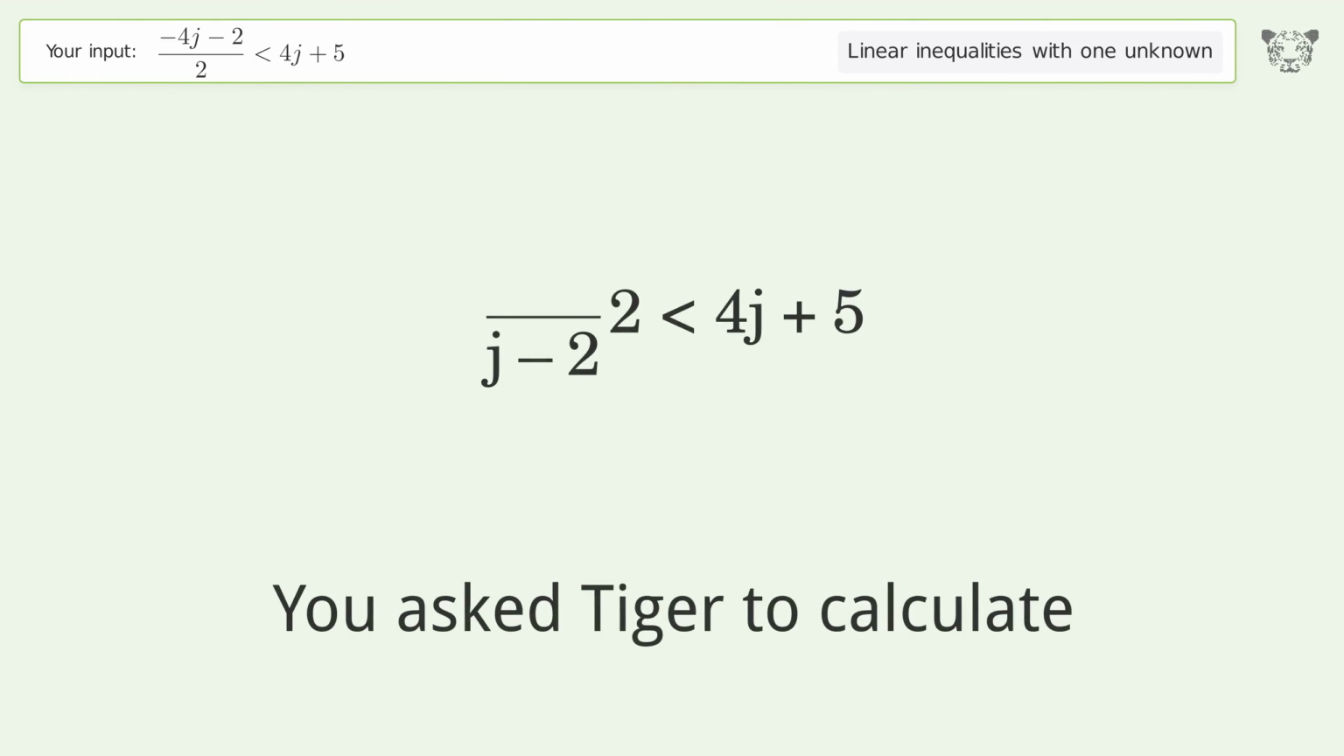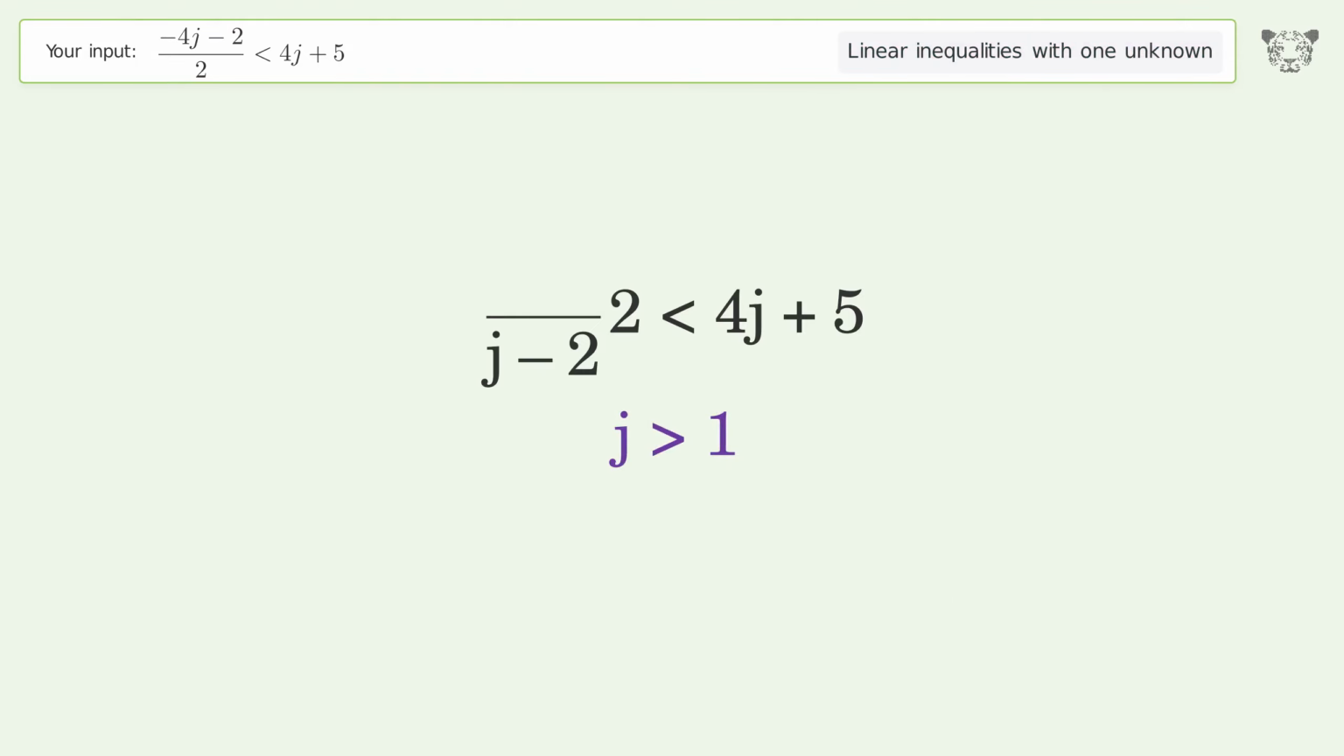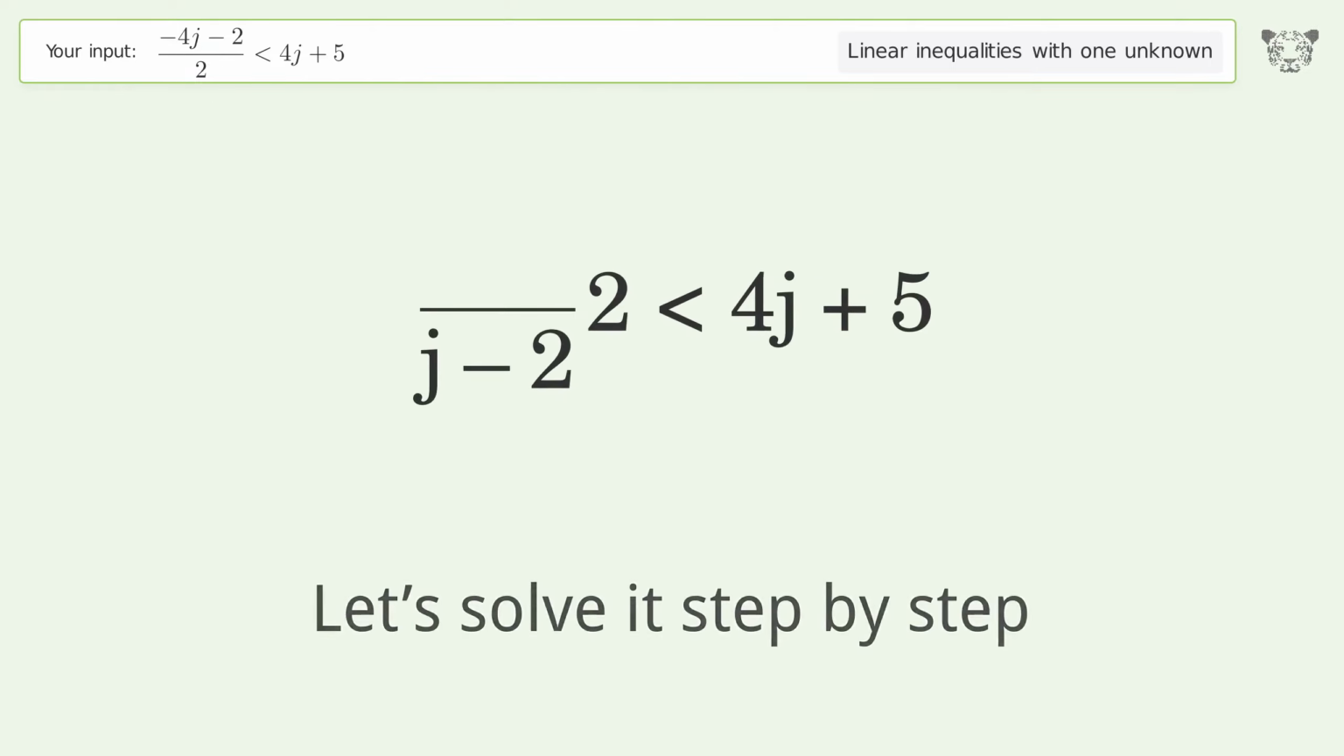You ask Tiger to calculate. This deals with linear inequalities with one unknown. The final result is j greater than -1. Let's solve it step by step.